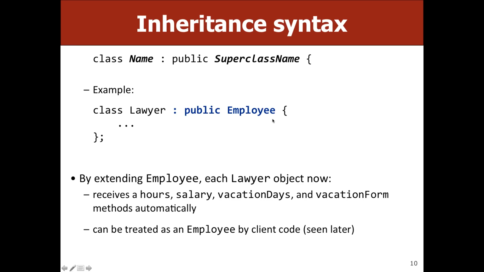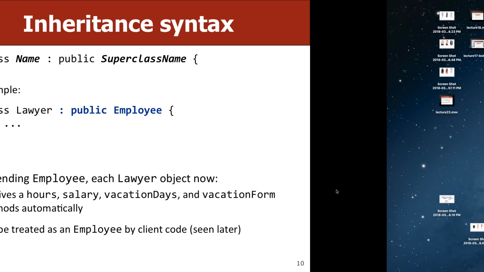So what this means is now every lawyer just automatically gets an hourly salary, vacation days, and vacation form. You don't need any of that code. It just automatically has it. You don't need to write those methods. You don't need to change them in any way. They're just there. So you get all this great functionality. Okay?